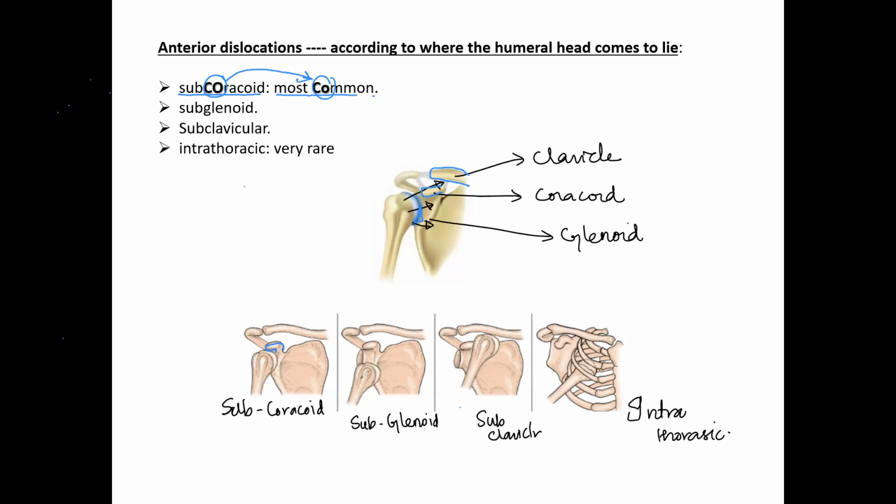Then the head may go out and get locked just below the glenoid. So it's called subglenoid. The same way it may go more medially and hitch around the clavicle. It is subclavicular. The very least common is the head entering into the thoracic cavity. It is called intrathoracic. So we have subcoracoid, which is most common, followed by subglenoid, followed by subclavicular, followed by intrathoracic. So these are the variants of the anterior dislocation.